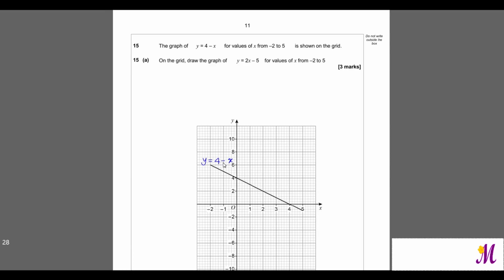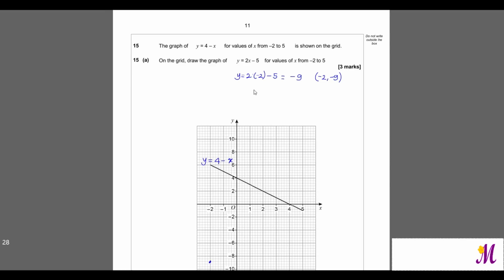To make a line, we need at least 2 points. Let's say we have x equal to minus 2 and then x equal to 5. Then we need to find where the points are. For x minus 2, we have y is equal to 2 times minus 2 and then take away 5. So we have minus 4 and then minus 5, which is minus 9. So our first point will be minus 2, minus 9, which is here.